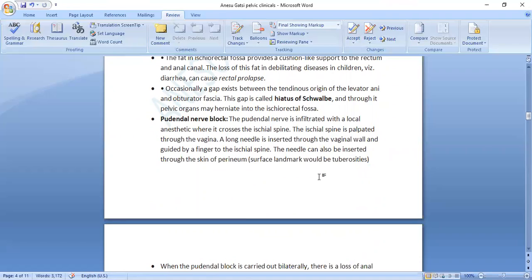Then within this ischiorectal fossa, we find the pudendal vessels. These pudendal vessels will be important for normal operations that are done within the pelvic region, because it's the nerve of the pelvis and perineum. So there are two ways of performing this pudendal nerve block, either by infiltrating the vagina or the rectum to palpate the ischial spine and then guide the needle block towards that, or you may use a surface landmark, that is the ischial tuberosities. Remember, we actually sit on our ischial tuberosities.